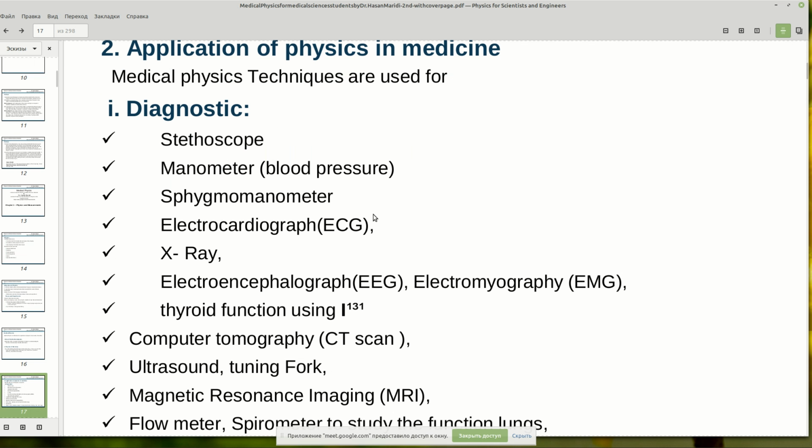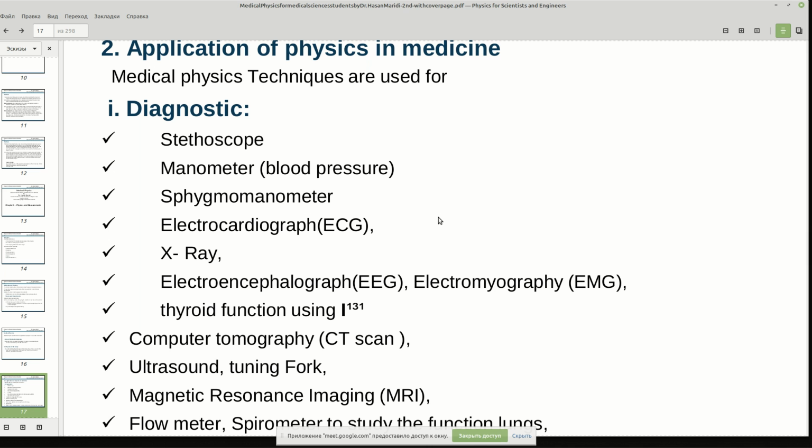Application of physics in medicine. Medical physics techniques are used for, the first one, the stethoscope, something to hear what happens inside the cavities of our body, inside the lungs, for example, how the heart works, and so on. A good doctor could actually hear the inflammation of the lungs, even without a stethoscope. Actually, it's a very ancient technique, but it really works even now.